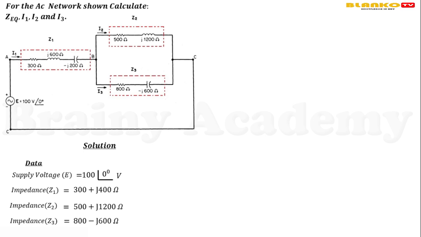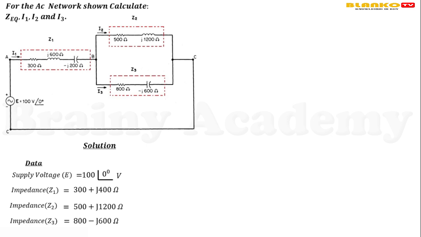Let's continue. The supply voltage E, which has the value 100 angle 0 degrees, is in polar form, and Z1, which is 300 plus J400, Z2, which is 500 plus J1200, and Z3, which is 800 minus J600, are in rectangular form. So we are going to convert polar to rectangular, and rectangular to polar, because as we do the calculation, we'll be switching between the two.